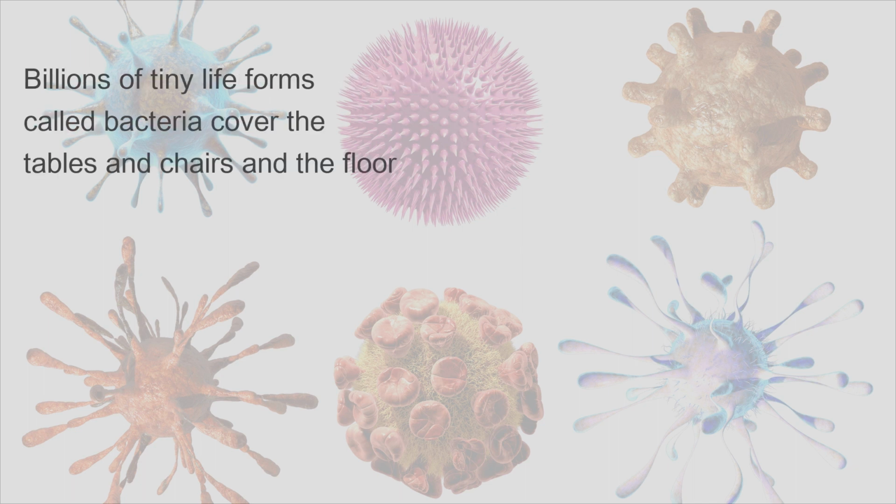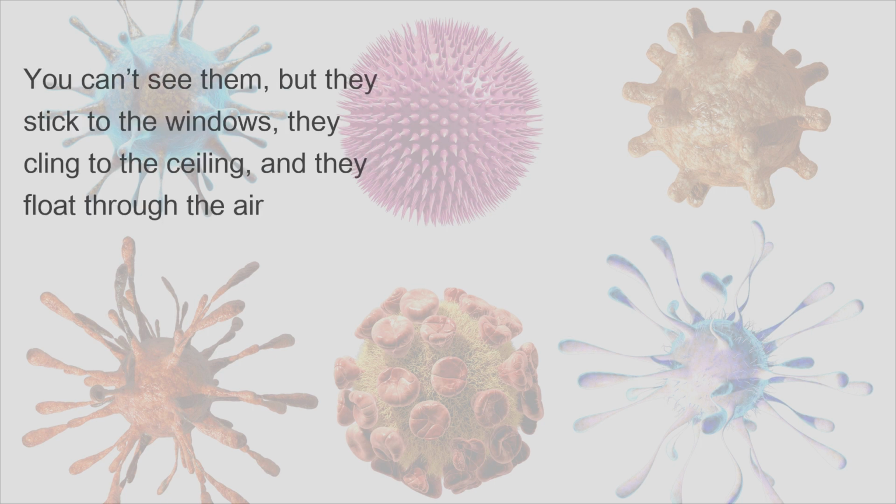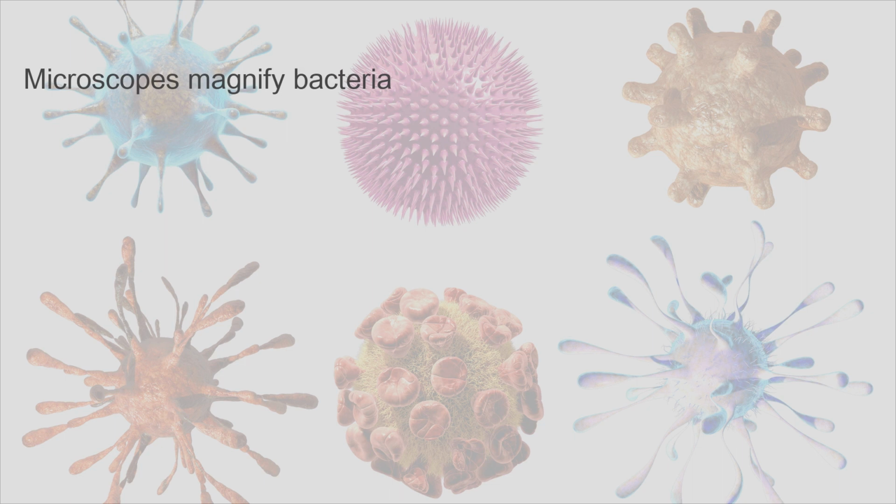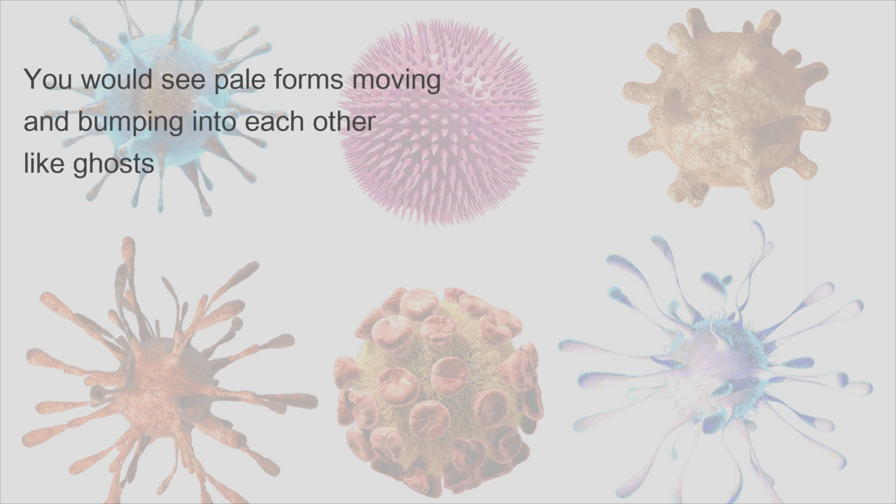Billions of tiny life forms called bacteria cover the tables and chairs and the floor. You can't see them, but they stick to the windows, they cling to the ceiling, and they float through the air. Suppose you looked at part of a chair in the room through a microscope. Microscopes magnify bacteria. You would see pale forms moving and bumping into each other like ghosts.